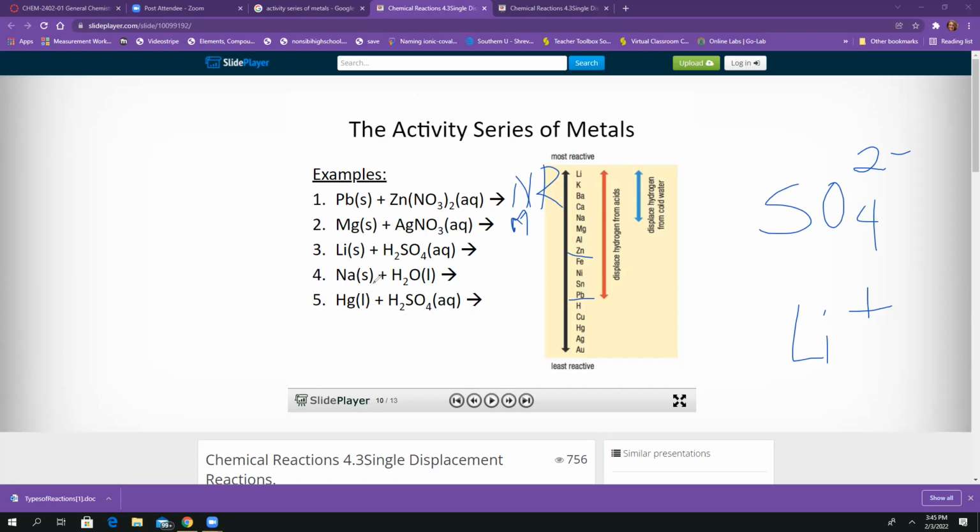Is it reaction for 4? Yes, definitely have. And look at what it says here. It says displaces hydrogen from cold water. You see that? And we have sodium. So sodium's going to do that. Yes, Diamond, you have reaction 4.